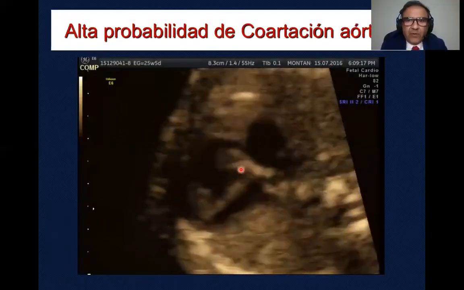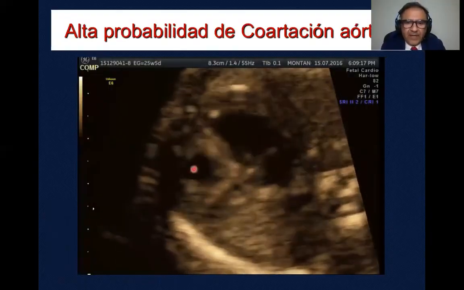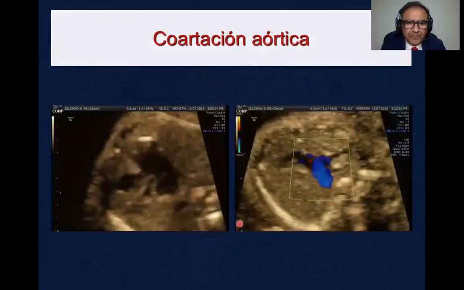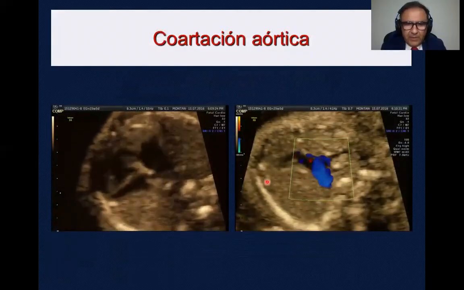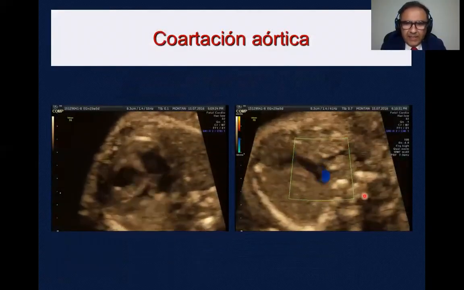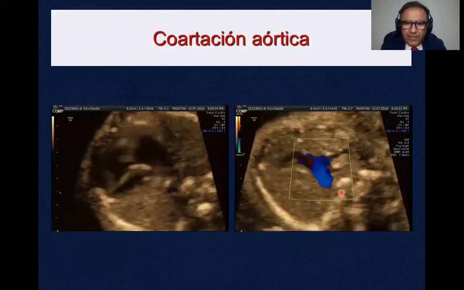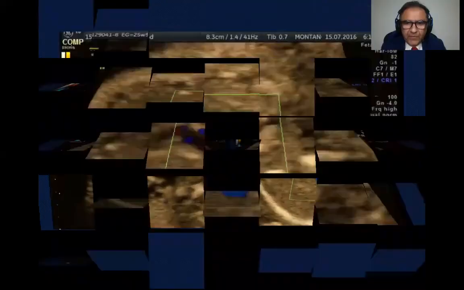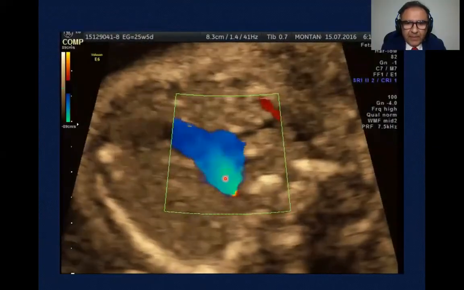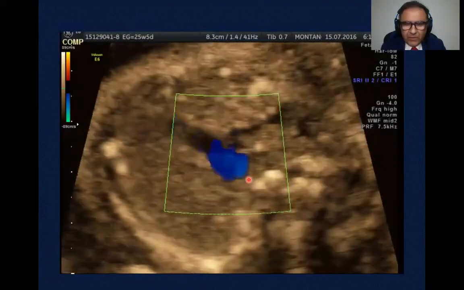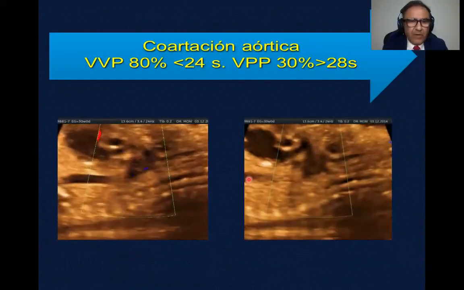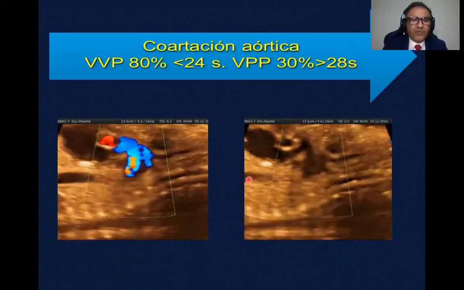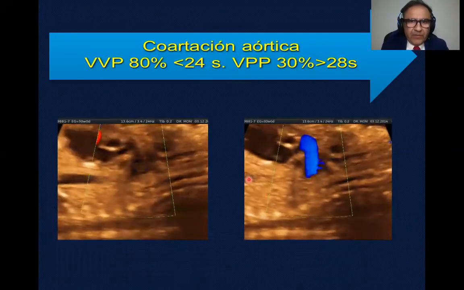Another case with a high probability of aortic coarctation. Please note here the dominance of the right-sided chambers compared with the left-sided ones, the three-vessel view, and there is even an aortic arch here with reversed flow, which is not typical of coarctations, but in that case it was present, and the aortic coarctation turned out to be a false positive.